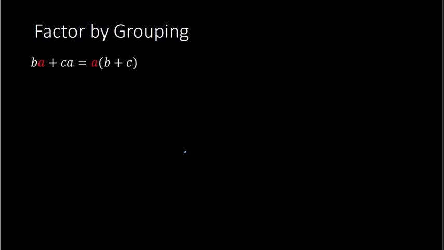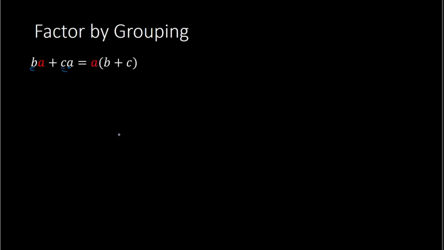So here we have BA plus CA, and we can factor that because they both have an A in common. I can pull an A out of parentheses, and in parentheses I'm left with what's left over, which is going to be the B and the plus C. Alright, that's how we factor. We pull out what they have in common.